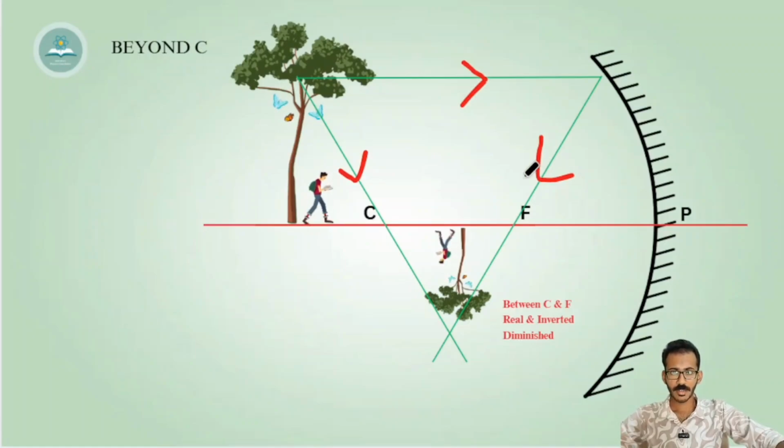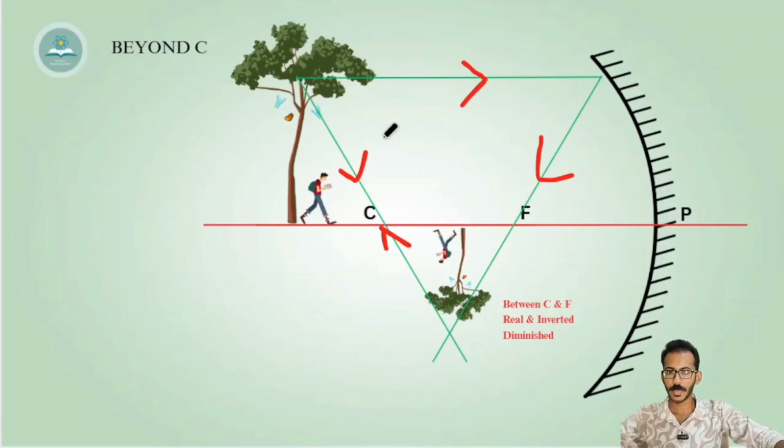We studied earlier that if a ray of light is coming and passing through the center of curvature, it will go back through the center of curvature itself, because a line connecting center of curvature and the aperture of the mirror is its normal. So it will go back as it is. So first ray parallel to the principal axis will go through the focus. Second ray coming through the center of curvature will go back through the center of curvature itself.